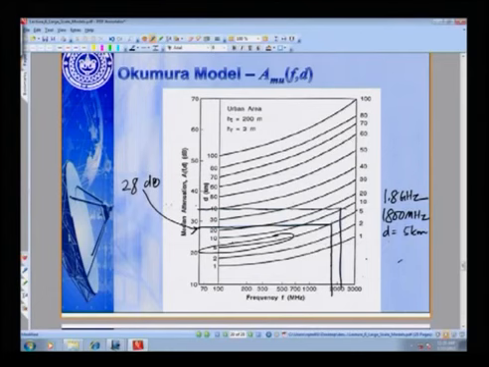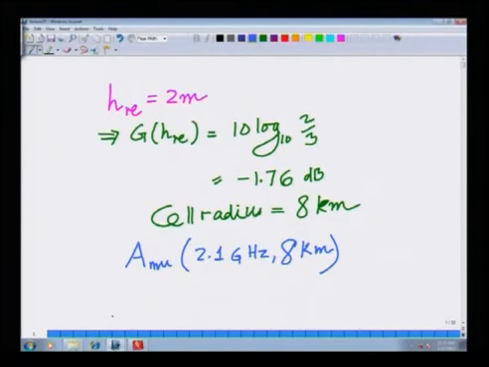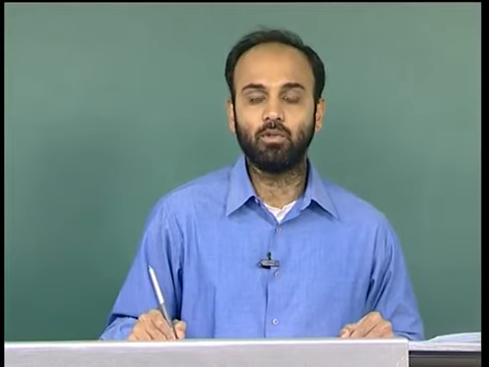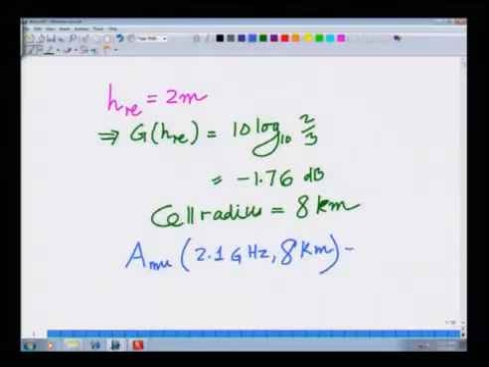Hence, if we go back to this A mu factor corresponding to 2.1 gigahertz and 8 kilometers from the Okumura model, that is approximately equal to 34 dB. Hence, essentially one can put all these things together.